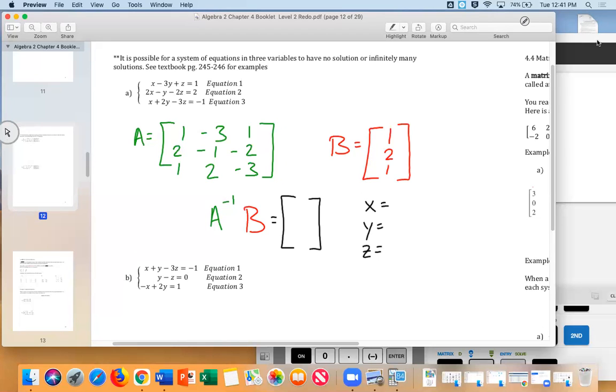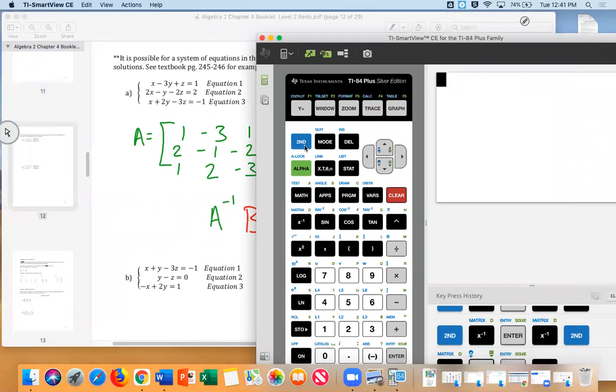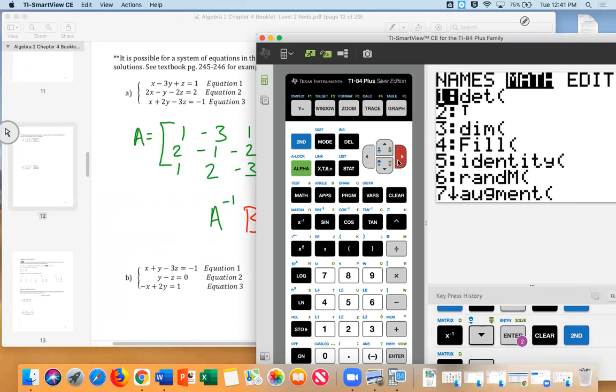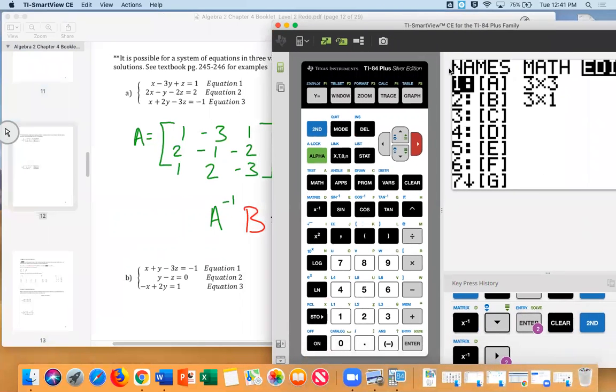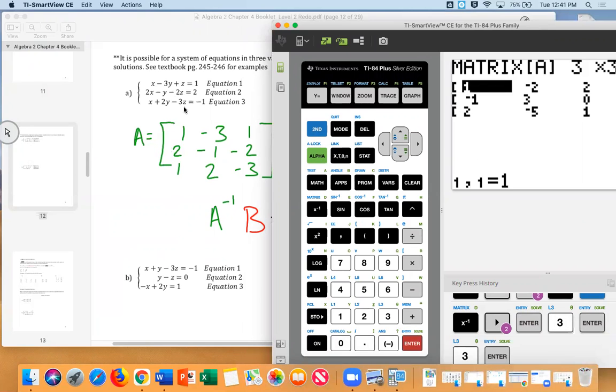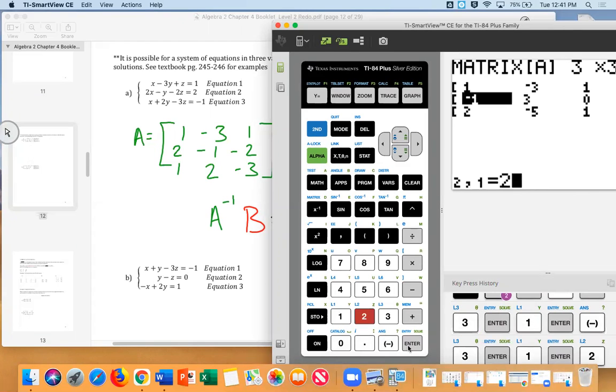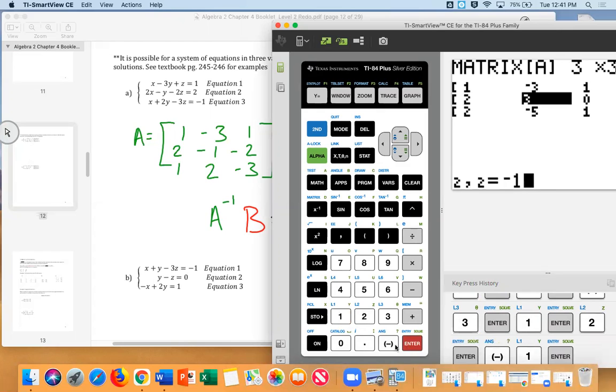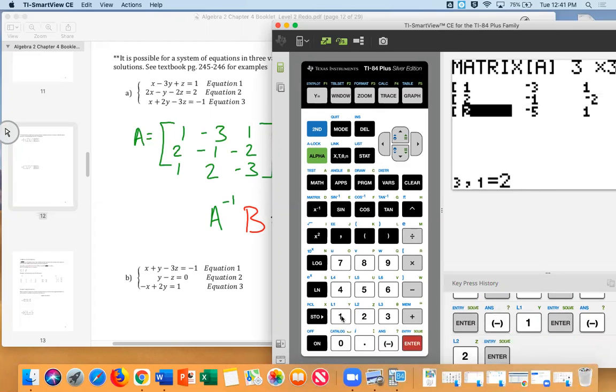Here we go. A little quicker this time. We're going to go to the matrix, over to edit. I'm going to enter my coefficient matrix in. It's a 3 by 3: 3 equations, 3 unknowns. Now I enter in my coefficients. So 1, -3, 1, 2, -1, -2, 1, 2, and -3.